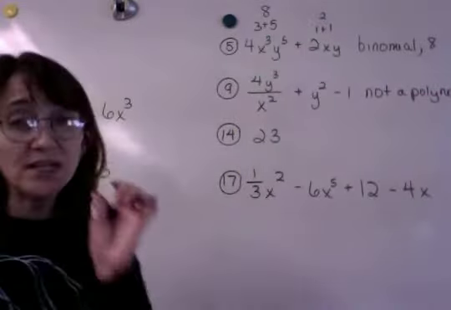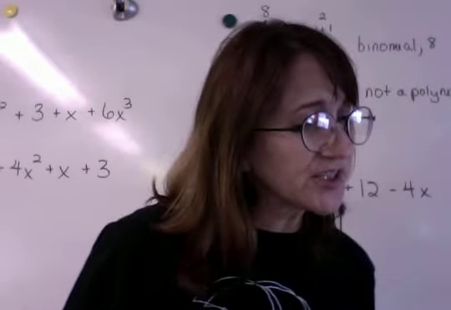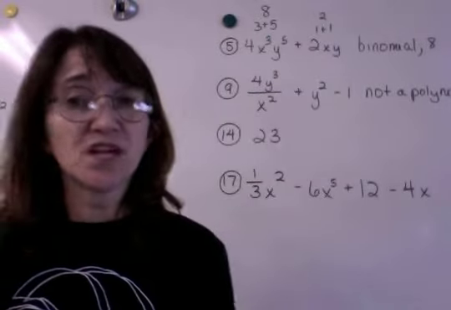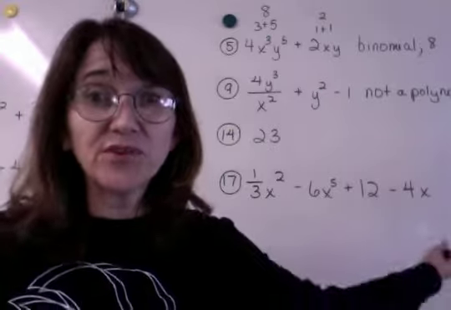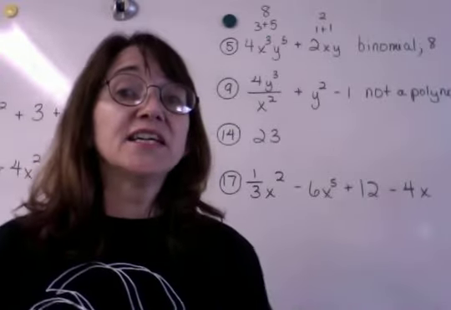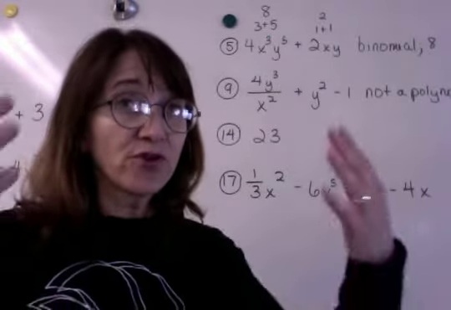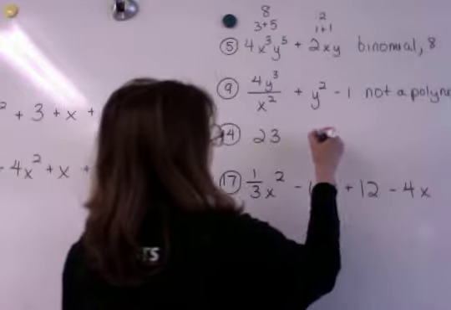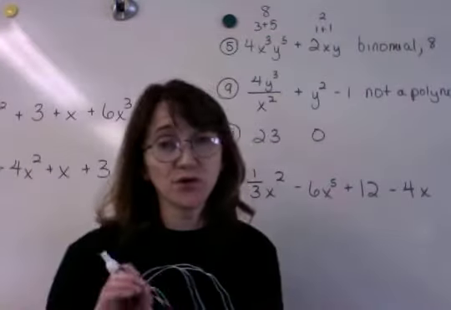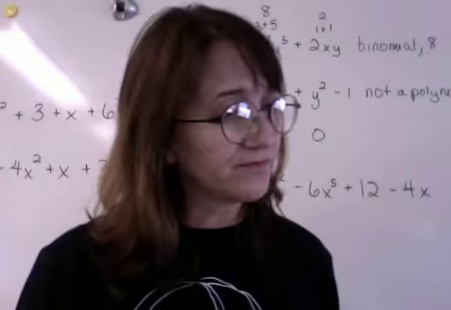Then just for fun, I wanted you to look at 14. 14 is just 23. Just the number 23. It's a constant. And for polynomials, the degree of a constant is 0. There's no variable, so no degree beyond that for a constant in a polynomial.